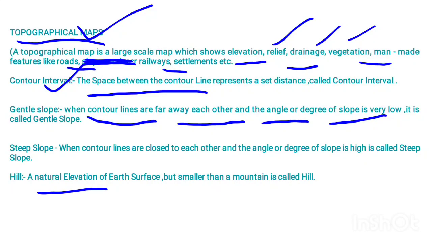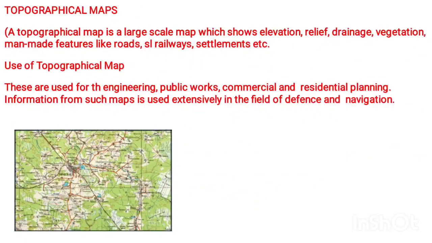Okay. Next one is hill. The natural elevation of the earth's surface which is smaller than a mountain is called a hill. The height of the hill is smaller than a mountain. It is called hill.